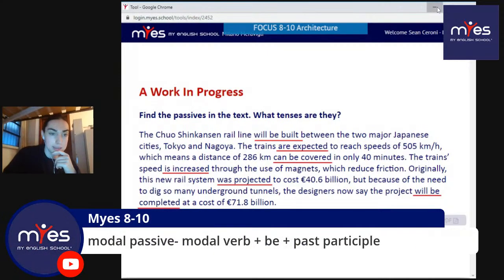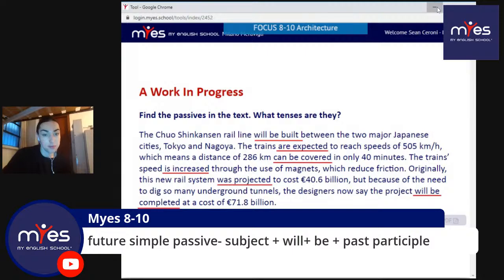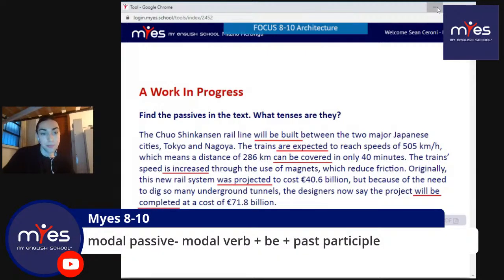It's a modal passive. So it's really the same as a future simple passive, because will is a kind of modal verb, a modal form. So it follows the same rule. Will be built, can be covered, are expected, is increased, was projected, will be completed.